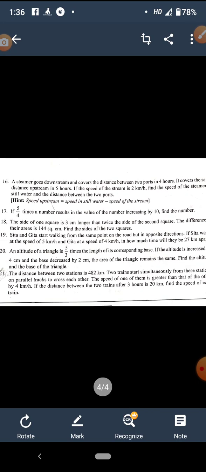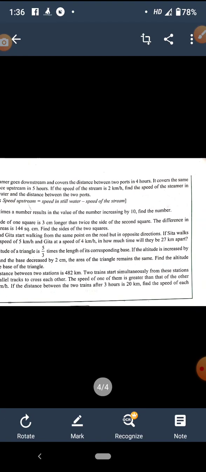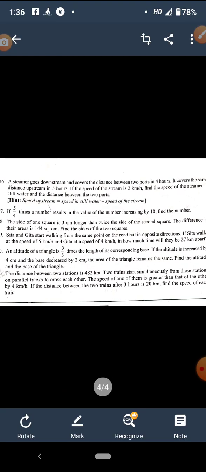Okay, so let's start. A steamer goes downstream and covers the distance between two ports in 4 hours. It covers the same distance upstream in 5 hours. If the speed of the stream is 2 km per hour, find the speed of steamer in still water and the distance between the two ports.